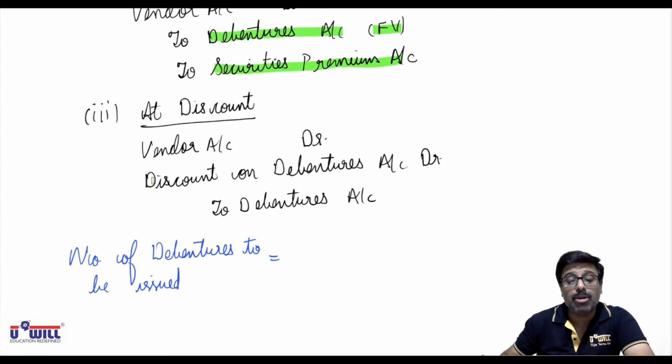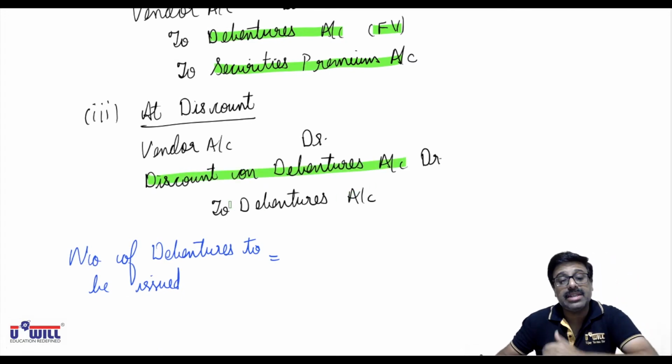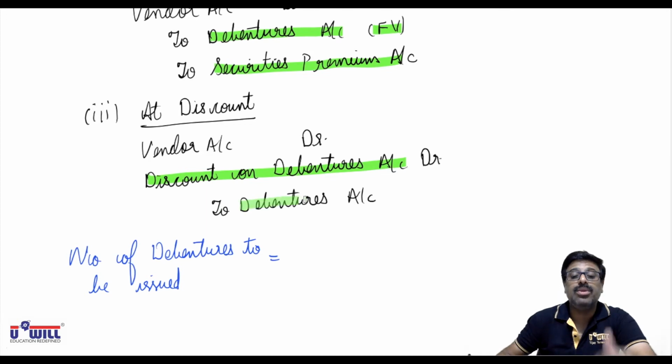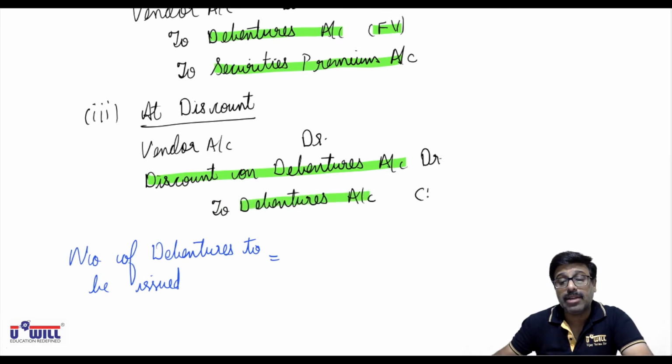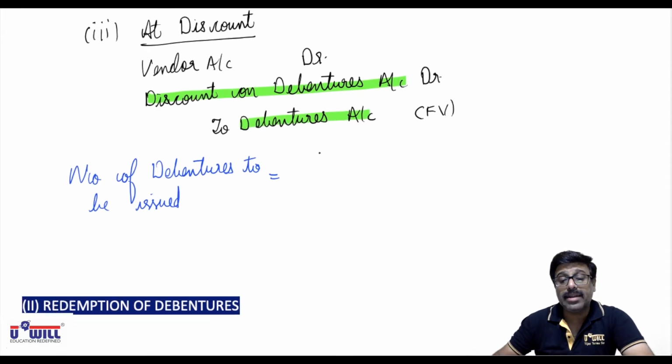Same way here, discount on debentures would be number of debentures into discount, and debentures again would be number of debentures into face value. Wherever we record debentures, we write with face value. These amounts cannot be obtained until you have the number of debentures to be issued available with you. So how would you find that?